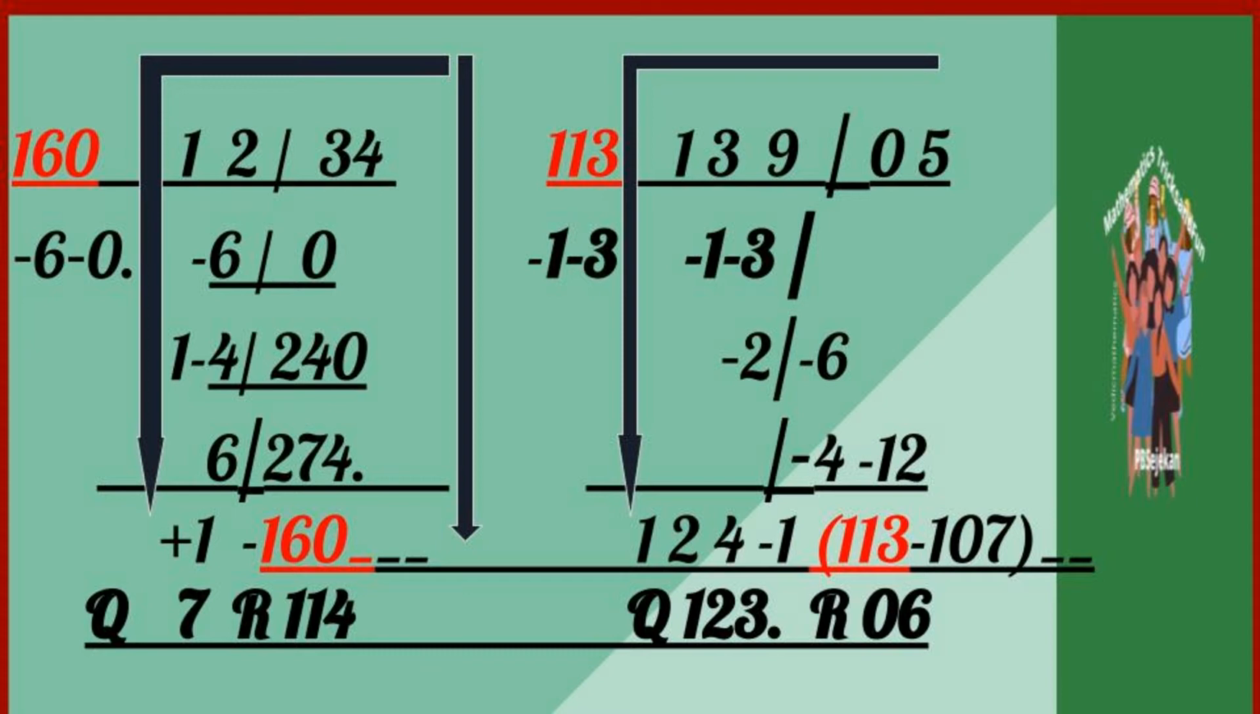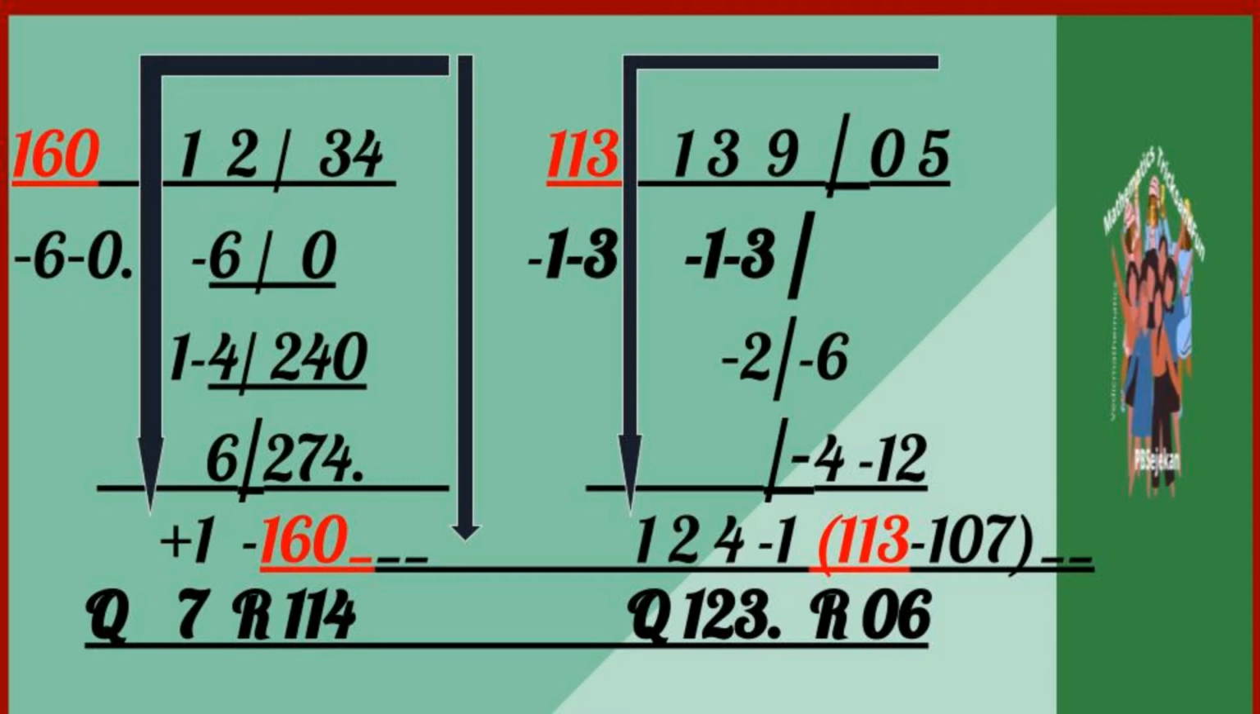Now minus 6 minus 0 into minus 4 gives plus 240. Taken to the other side, 240 plus 34 gives 274. Since 274 is more than 160, we divide 274 by 160, which gives 1, which is added to the original quotient, that is 10 minus 4 gives 6, 6 plus 1 gives 7 and remainder 114.